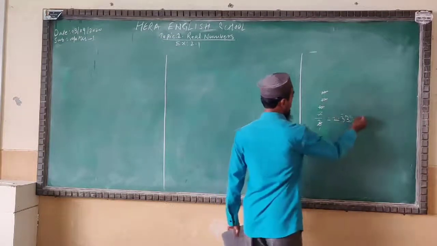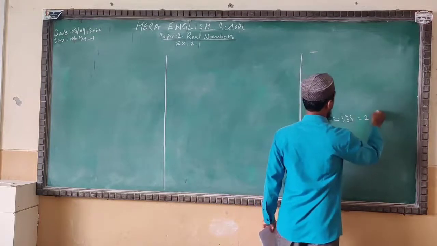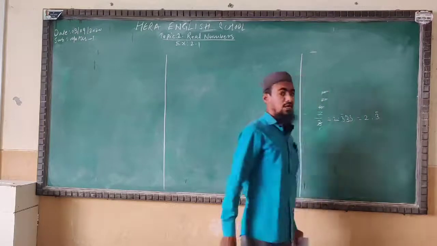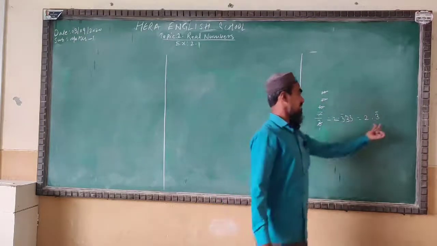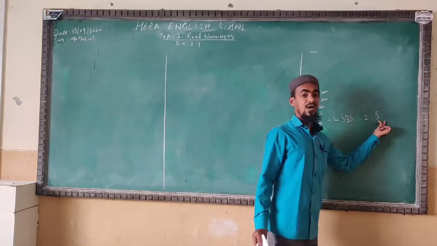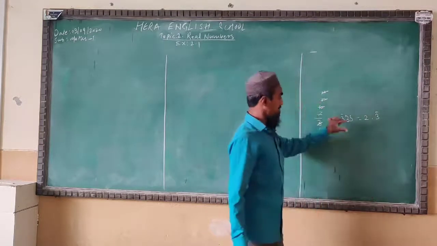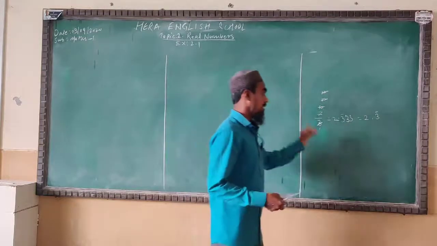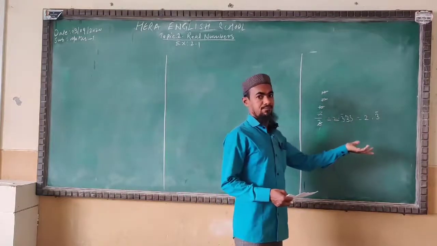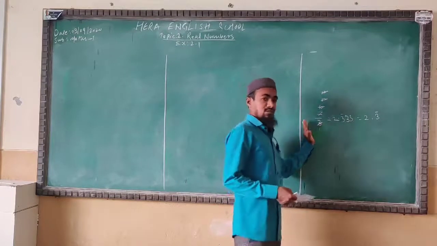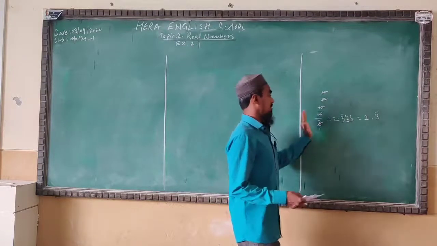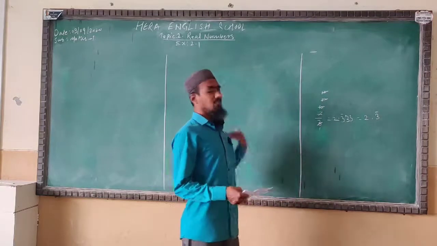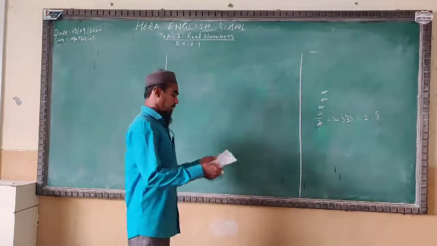So you can write this number 2.3 bar. Means 3 you will face many times, unlimited times. It means this is the recurring. You can say the division number 7/3 is non-terminating and recurring. Like this we will see in question number 1.